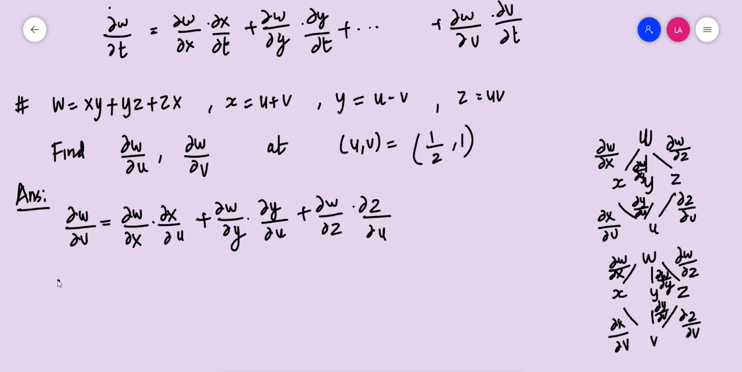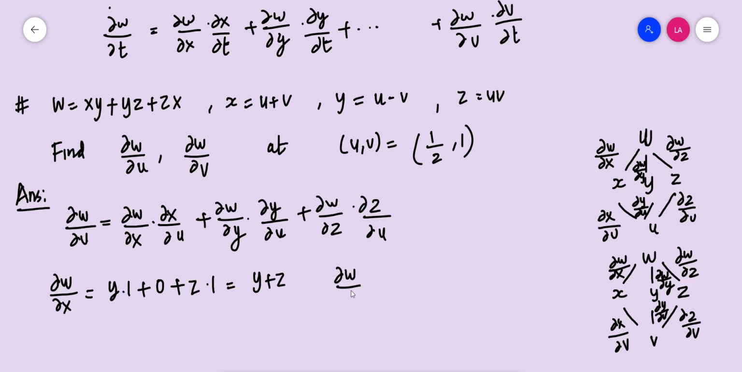So w is given. Dou w by dou x: first, taking with respect to x, y is constant, so y into derivative of x, which is 1. With respect to x, y and z are constants, so its derivative is 0. Z is constant, taken outside, derivative of x is 1. So the answer is y plus z.